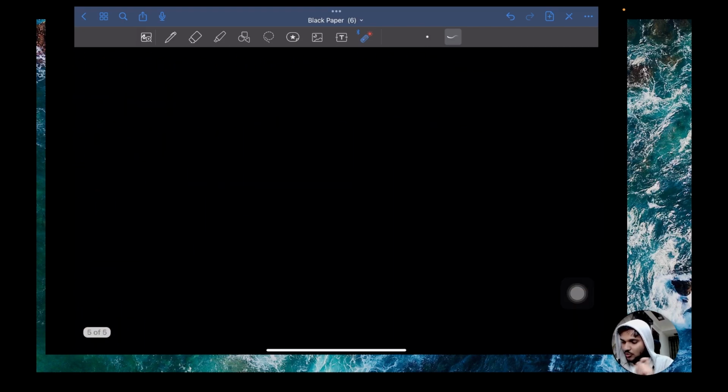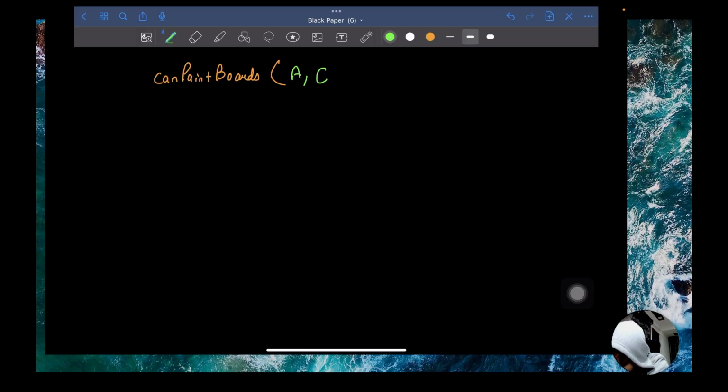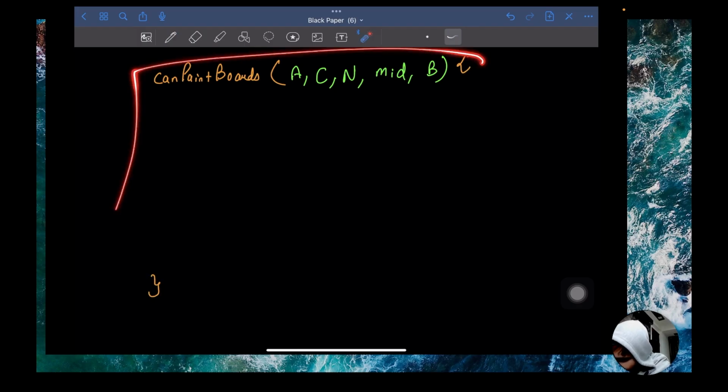If I just give you a quick pseudocode on how to actually implement this, then I can write a function canPaint boards. This function is going to tell whether my A painters can paint all of the given N boards inside the C array in mid unit of time, such that every painter takes B unit of time to paint 1 unit of board. This will be my canPaintBoard function.